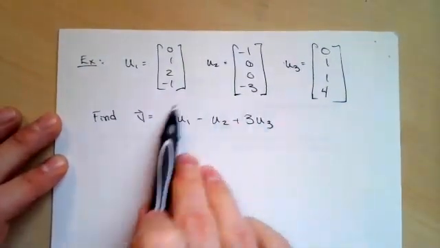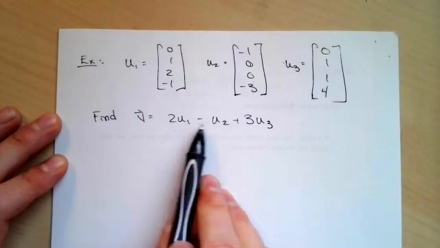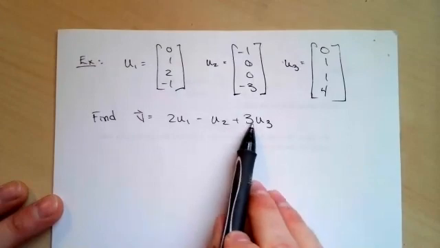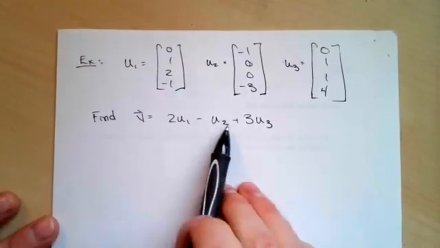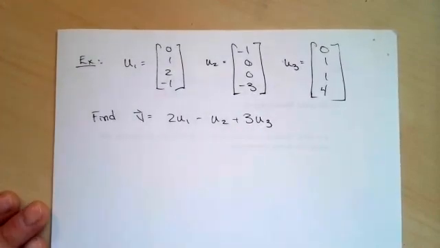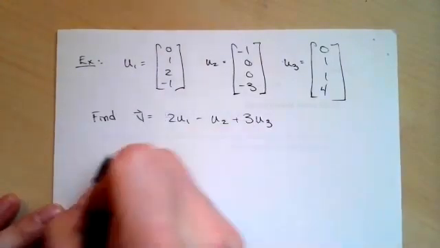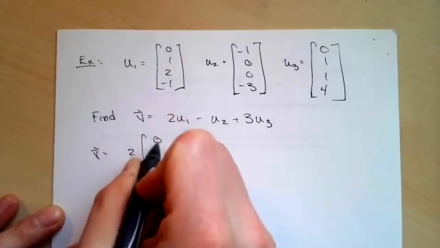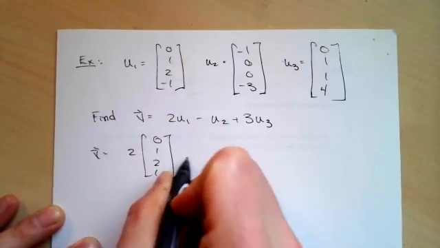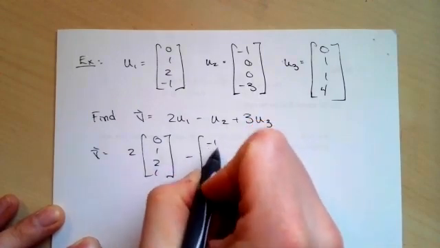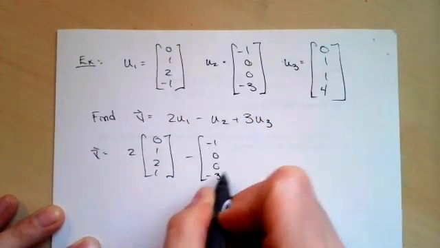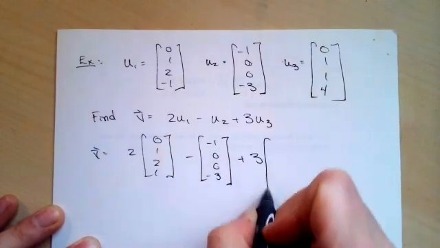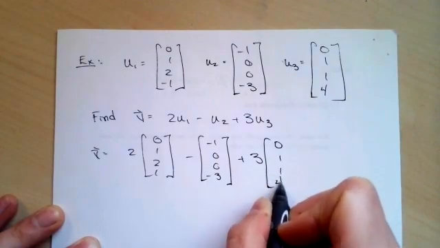So this is our linear combination, scalar multiples of vectors, and then added together. So we've got 2, minus 1, plus 3. So 2u1 minus u2 plus 3u3. And we would just compute that. So v is going to equal 2 times (0, 1, 2, 1) minus (-1, 0, 0, -3), and then plus 3 times (0, 1, 1, 4).